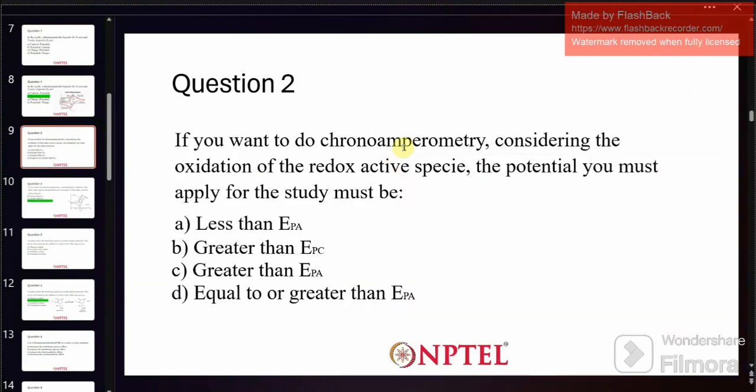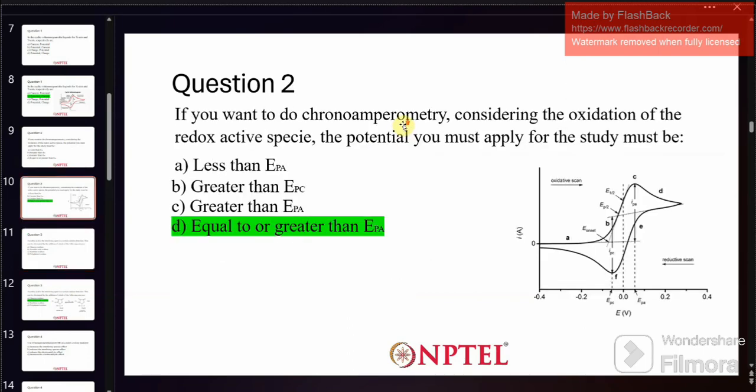Then the second question is, in chronoamperometry, consider you are doing oxidation of a redox active species. The potential you apply must be, whether it should be less than EPA, greater than EPC, greater than EPA, or equal to or greater than EPA. So basically EPA and EPC stand for the peak potential at the anode and cathode. So the answer is, it should be equal to or greater than the EPA value.